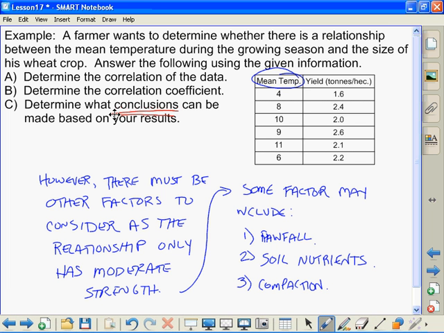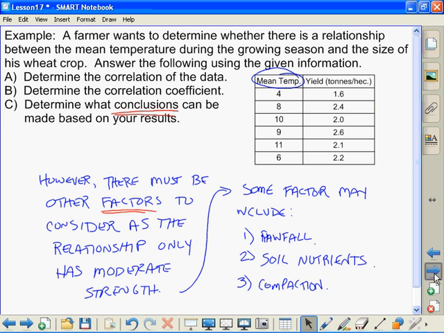stop for this last part of these questions, the C part, the what conclusions can be made on your results, because you're going to have to do this in the project. You're going to have to think critically, and you have to go beyond. There must be other factors, and I want you to think about or list some of the other factors that may be there. All right, and I'll show you in the next example.